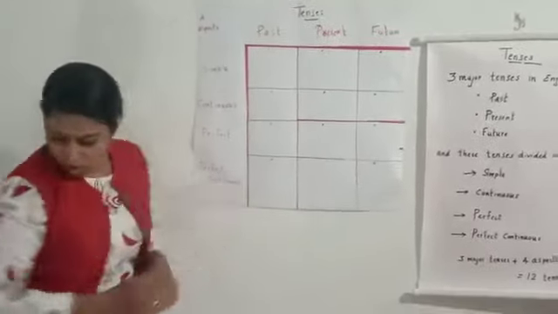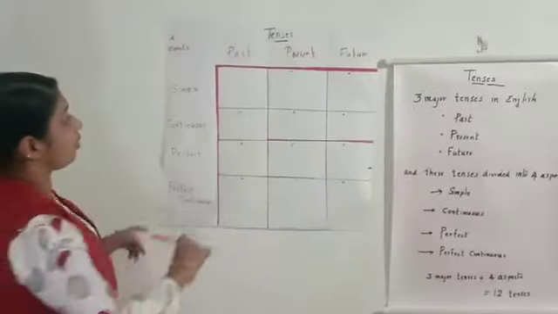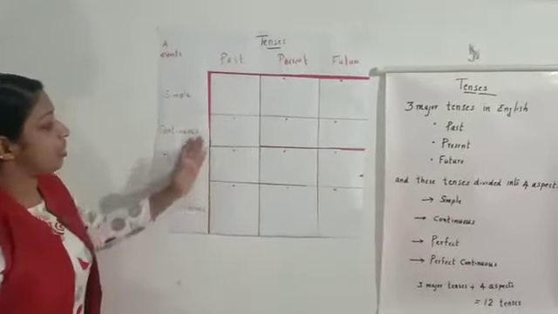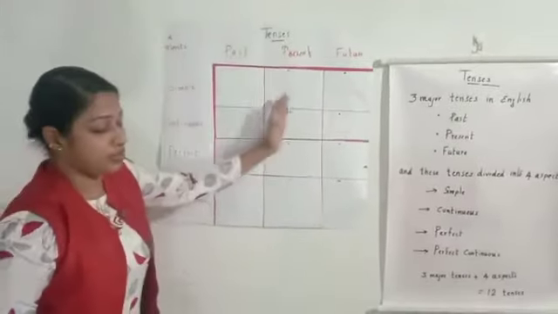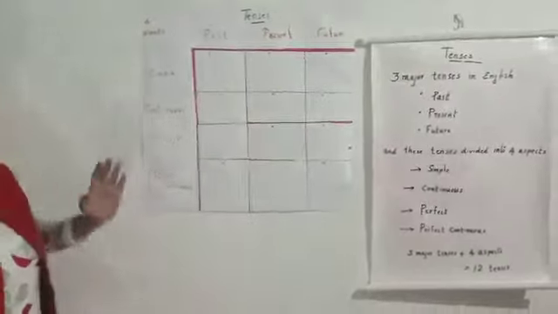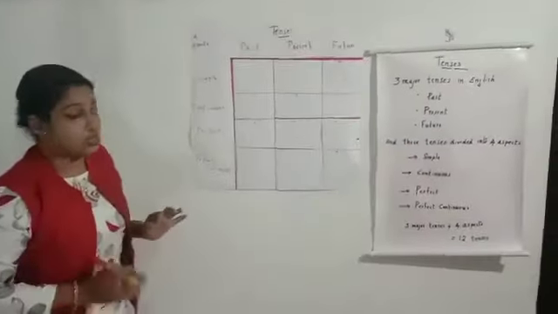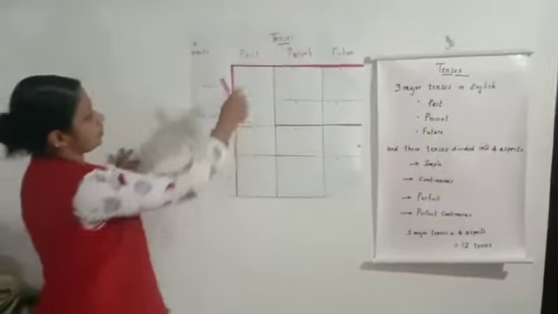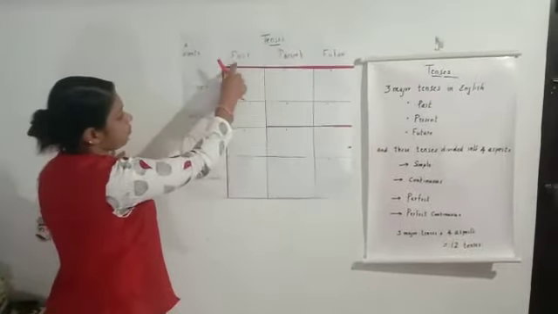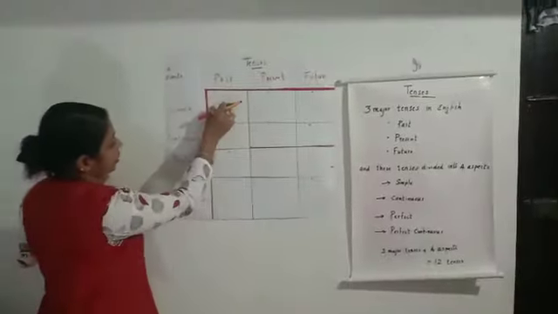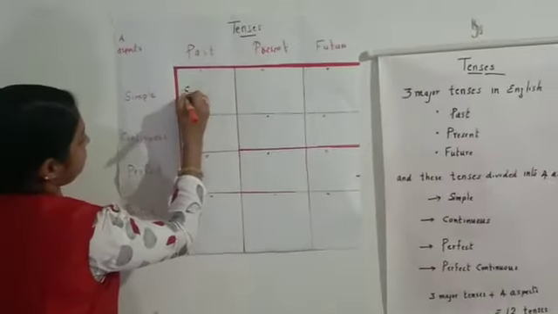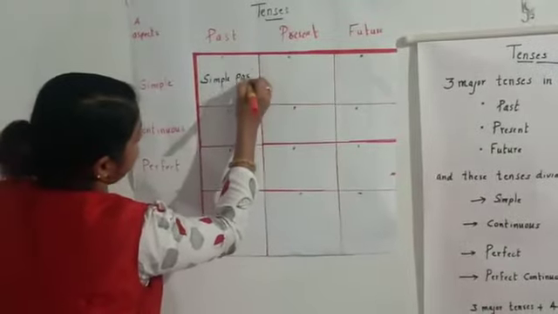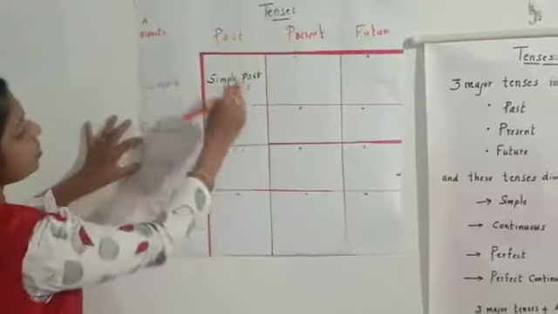Okay, so now on the chart you have only major tenses and the four aspects. It doesn't mean that we got all the 12 tenses here. No, we are going to find what are the 12 tenses from this chart. Okay, the first one, simple and past, we are going to join and write here simple past. Simple and past, simple past.